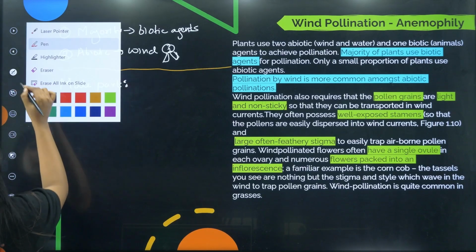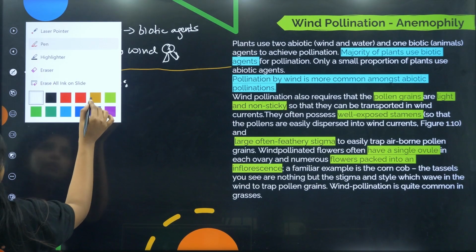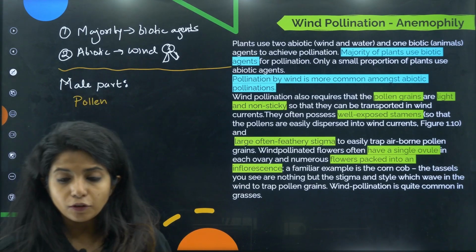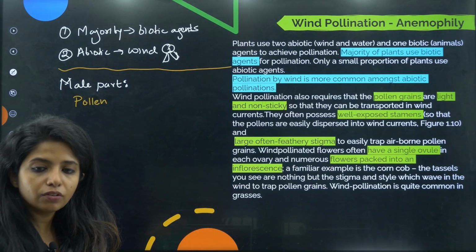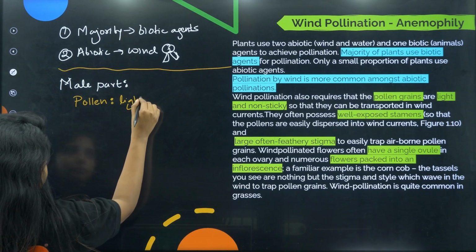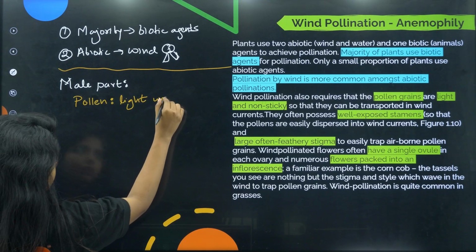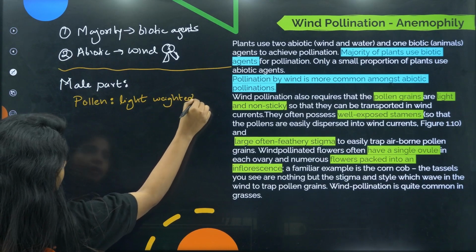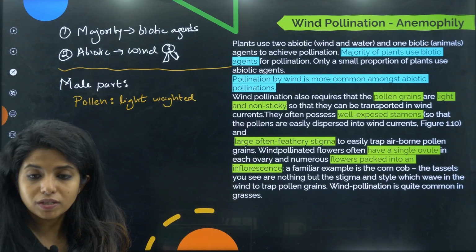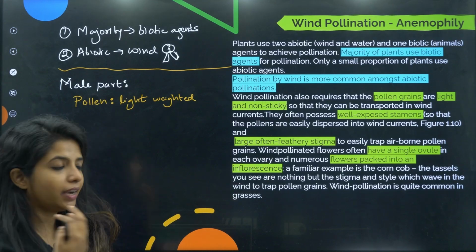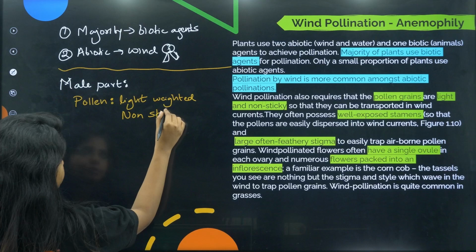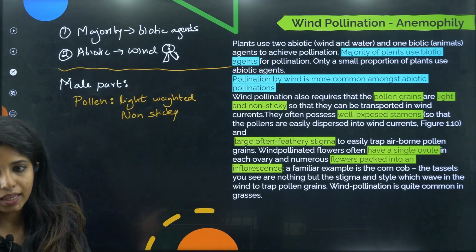So, in the male part, the first thing is about the pollen grains, how the pollen grain should be. If it is wind pollination, they have to travel really well. For traveling really well, if they are heavy, can they travel? No. So, it has to be light weighted. Agree? The second thing that is given over here is that it should be non-sticky. If it goes and sticks somewhere, obviously it won't be moving around, right? So, it should be what? Non-sticky. Agree with that?